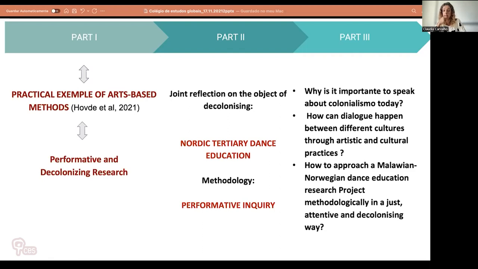It's a Malawian-Norwegian dance education project in Malawi. Some of the questions are, why is it important to speak about this? And how can dialogue happen in this different context? And how may this example be a perspective, a method of doing that? I'm really interested in understanding not only the implications, but also the approaches and the experiences that we can use to show the different ways of making this type of research happen.